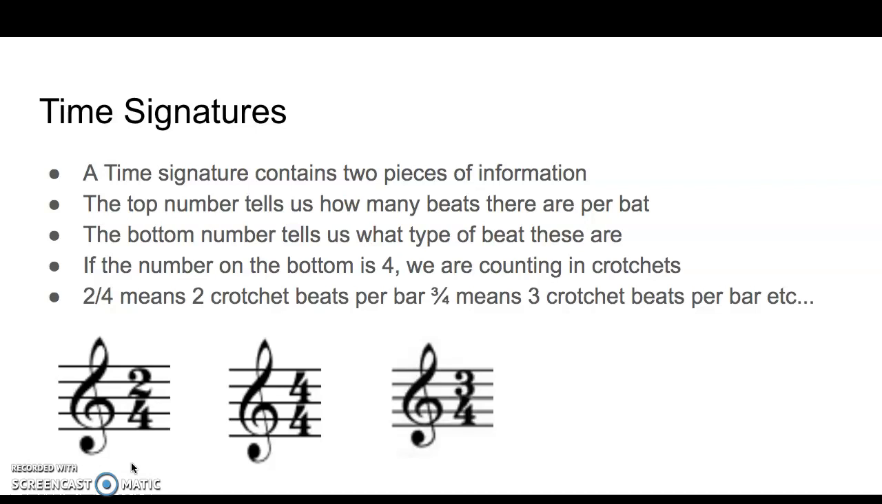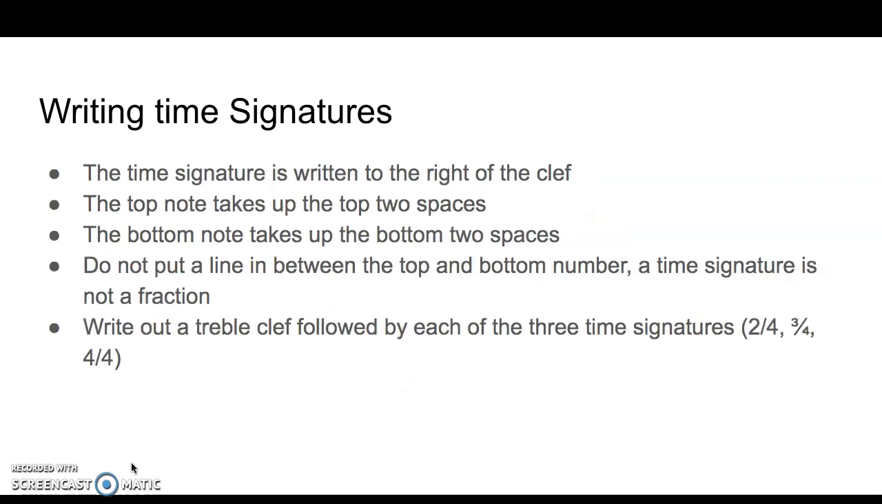Think back, what other note is called a quarter note? That's a crotchet. So 2/4 time means there are 2 crotchet beats per bar. 4/4 time means there are 4 crotchet beats per bar. 3/4 time means there are 3 crotchet beats per bar.